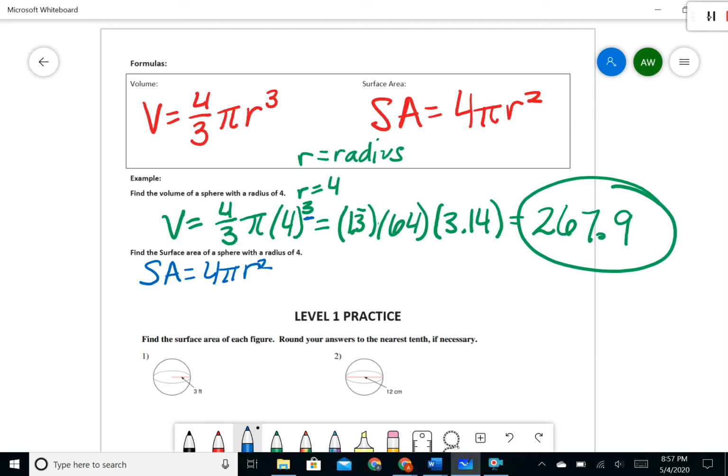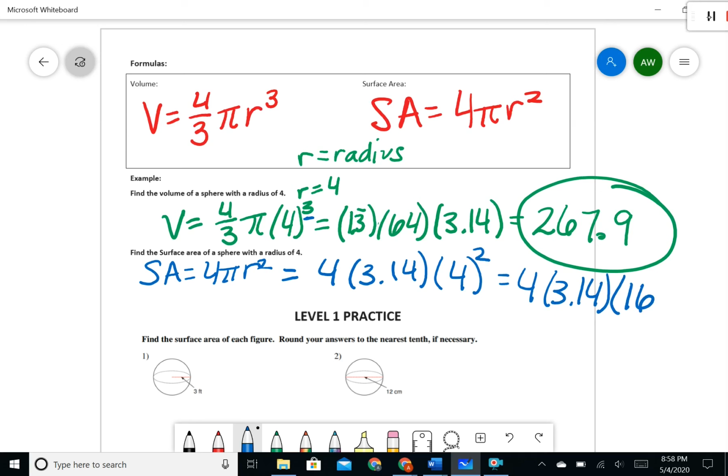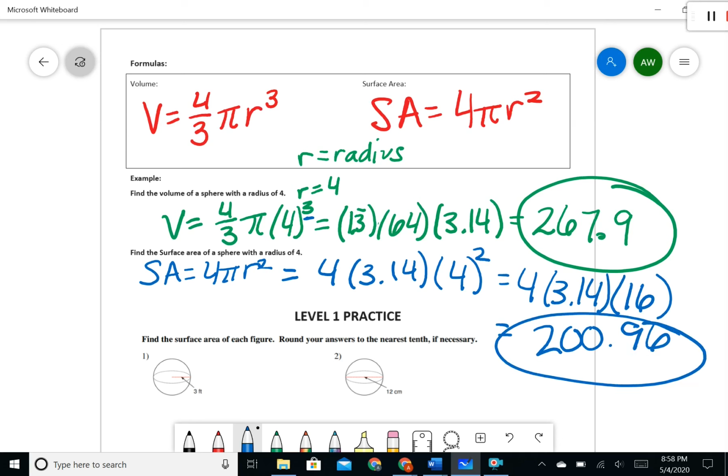So 4 pi r squared, if I put in my numbers, 4 times pi we know is 3.14, and r is 4. If I square that 4, I get 16. So I'm doing 4 times 3.14 times 16. If I put that into my calculator and I multiply it, I get 200.96 as my answer for surface area.